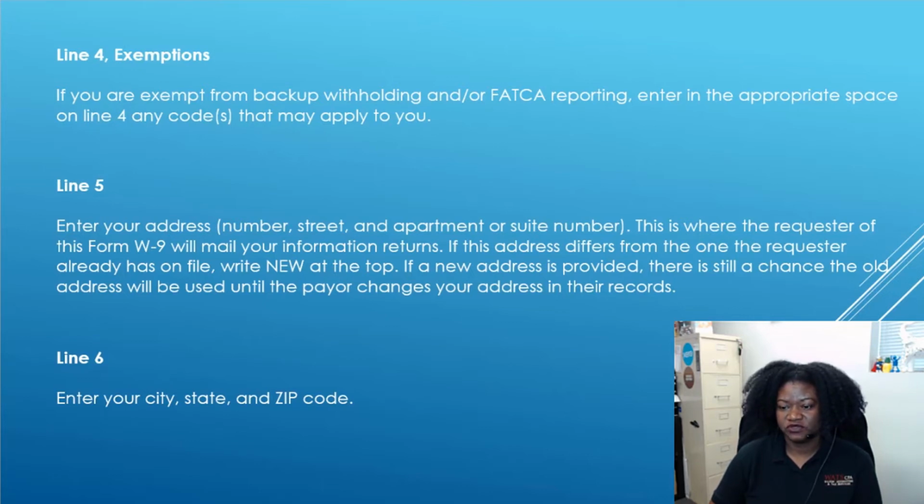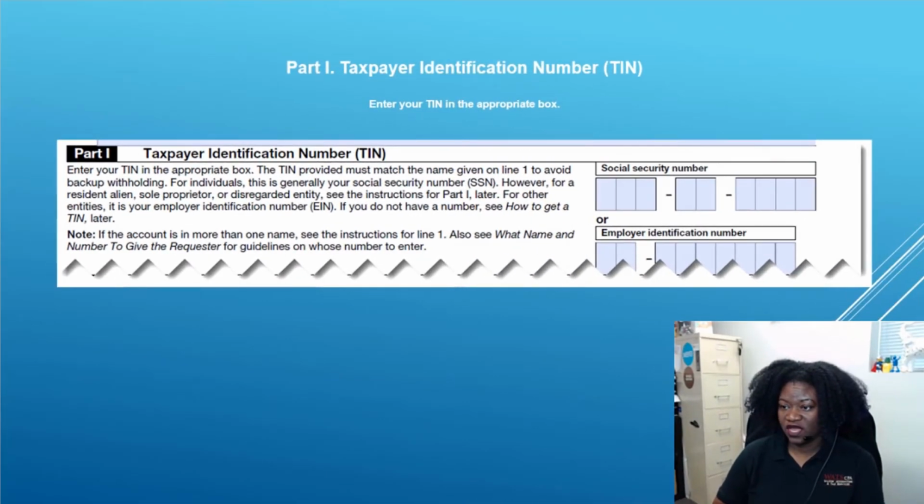Line 6, pretty simple, just enter your city, state, and zip code. Part 1 is the taxpayer identification number. This is where you would enter either the social or the tax ID.